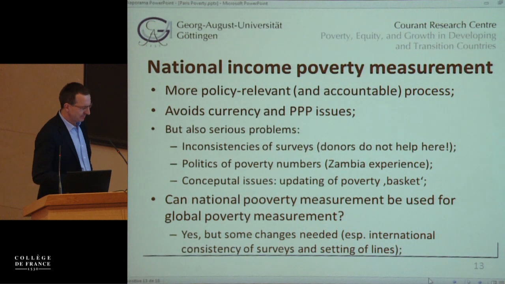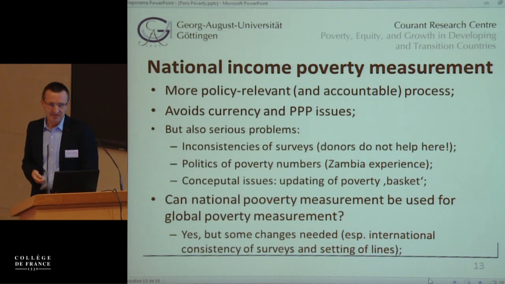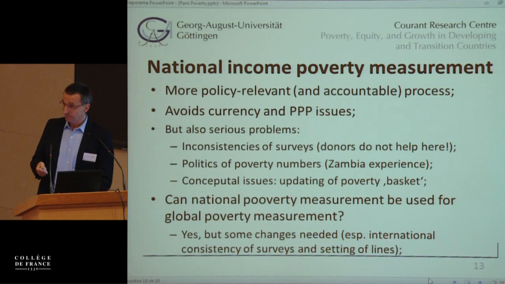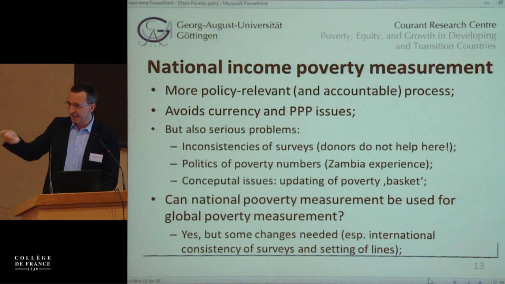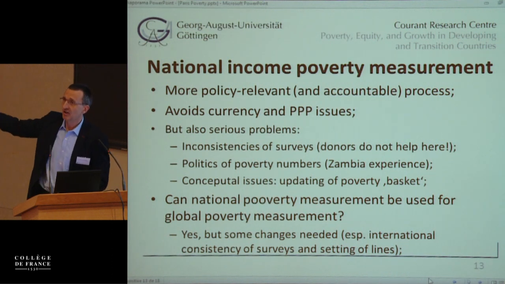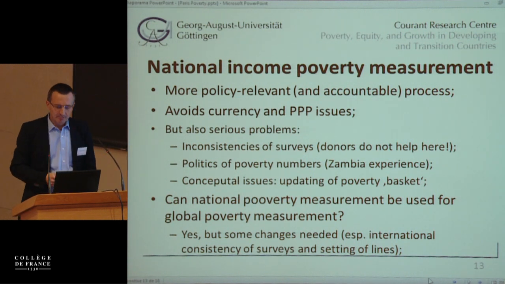Basically to say what we could do if we actually spend some time becoming more consistent in the way we set poverty lines. And of course, we can do that as experts, so we can take those surveys and actually put in comparable poverty lines and then add up the numbers.